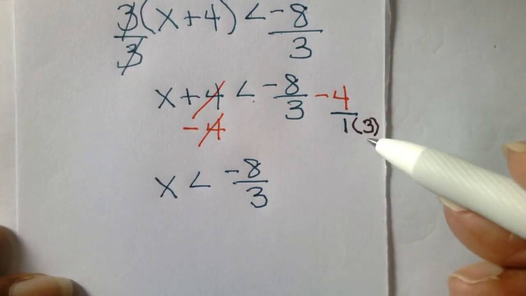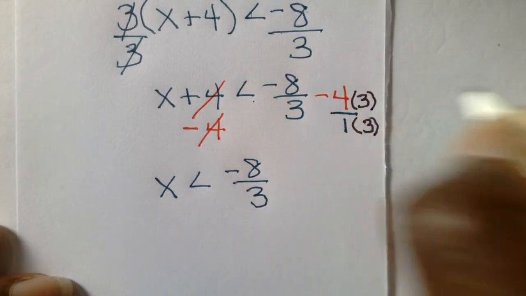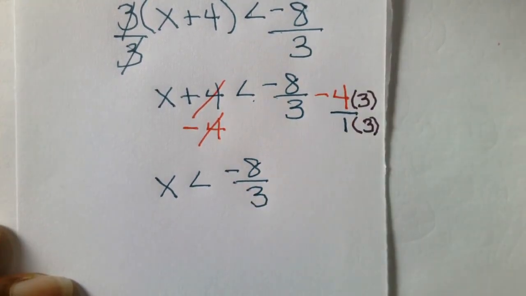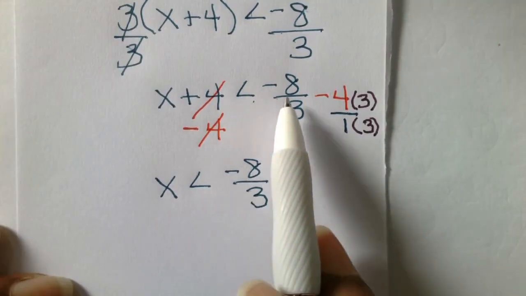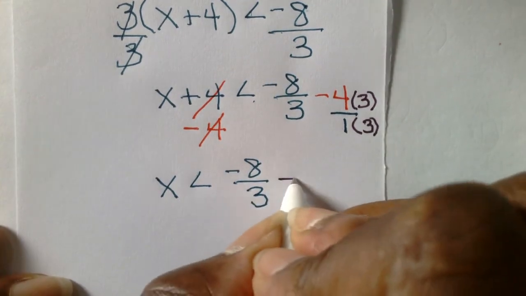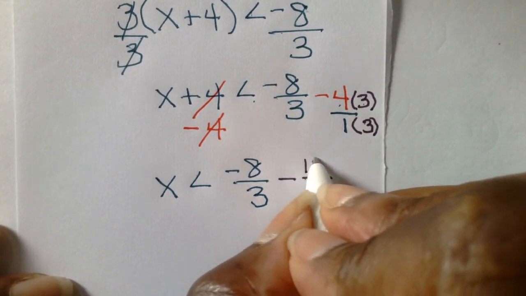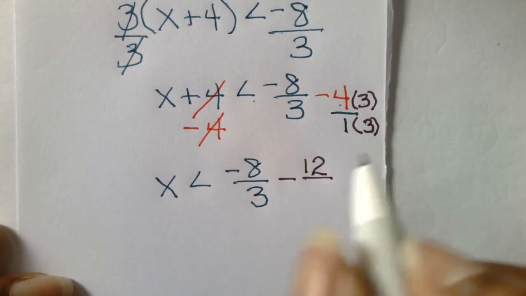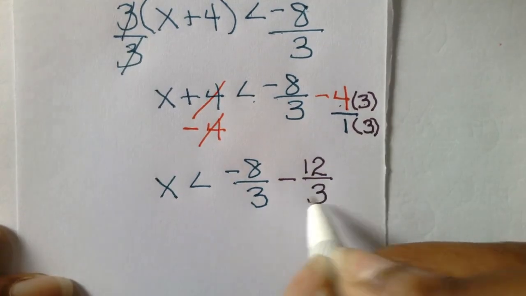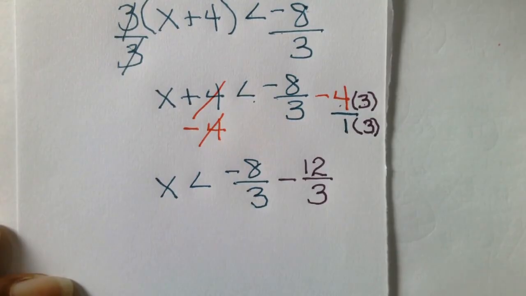Whatever you do in the denominator, you also do in the numerator. So now you have negative 8/3 minus 4 times 3, which gives me 12. 1 times 3, that gives me 3. Now we have a common denominator.